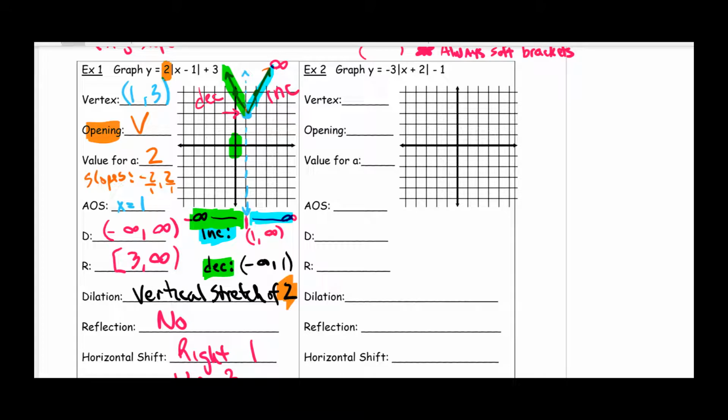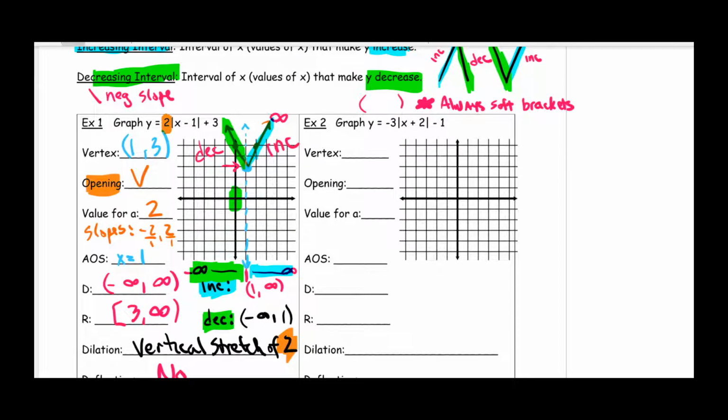For those of you who are ready to do this, let's go ahead and talk about this guy. All right, so here we go. So the vertex, remember I have to flip and keep the same. So with that being in the middle, my vertex is going to be at 1, -2.